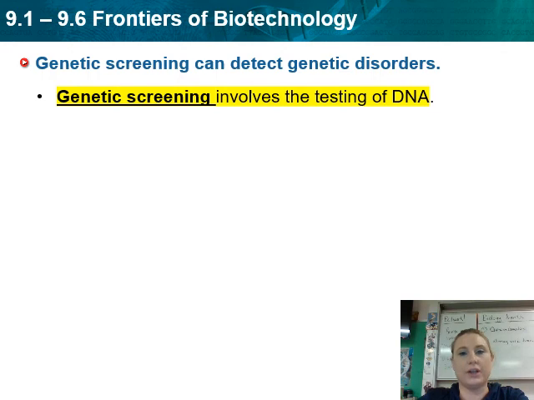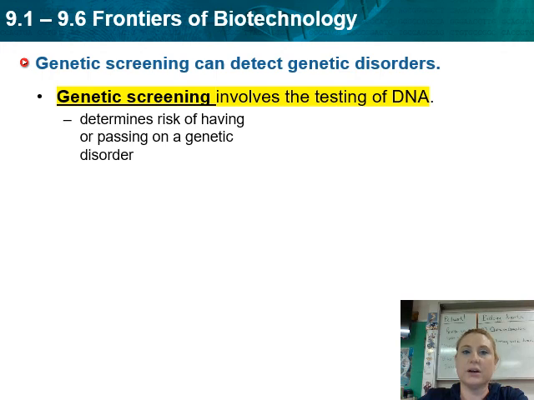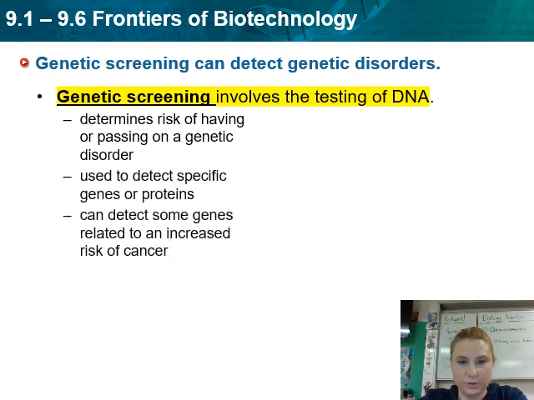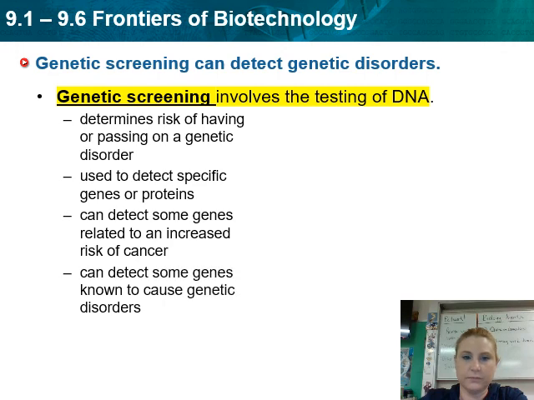Now, we can do these things called genetic screening, and you guys are probably aware of this, but genetic screening involves the testing of DNA. We do this to determine if you've got a risk of having a disorder or passing on a genetic disorder. So we detect specific genes or proteins, and it can also detect some genes that might be related to an increased risk of cancer. Now, although we'll get into this when we watch some of the movies, although you may have a gene for it, it doesn't necessarily mean that you will express that trait. That also comes into play in your environment, and we talked about that in previous videos.